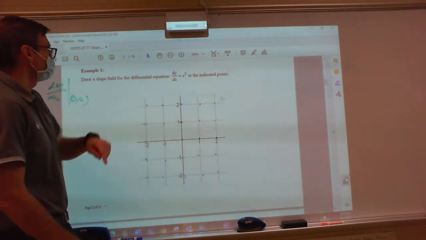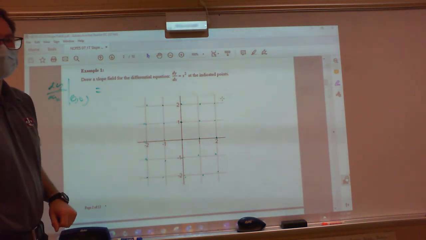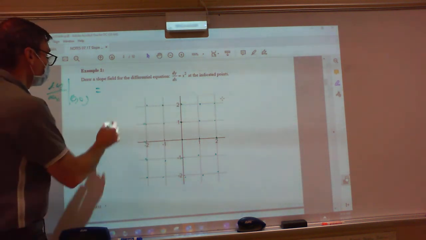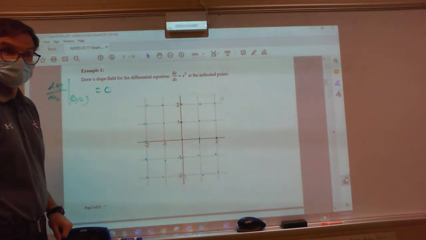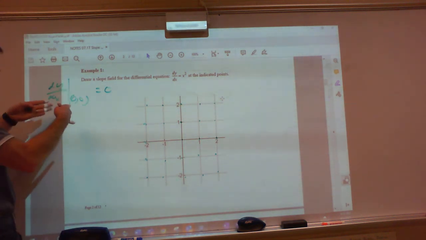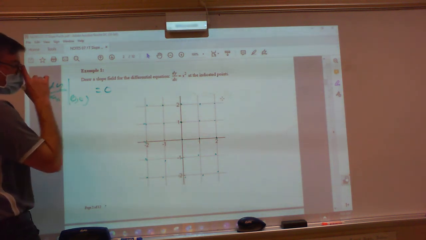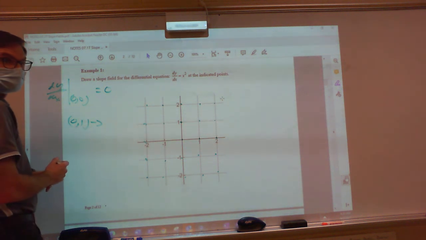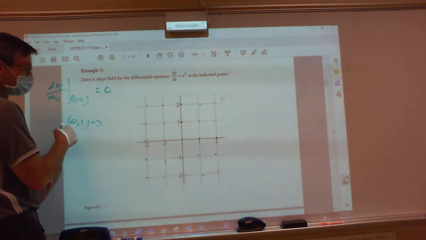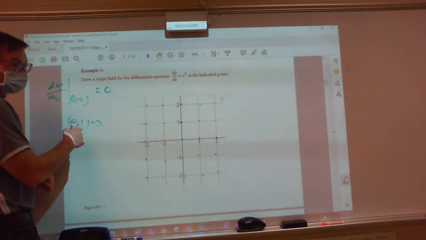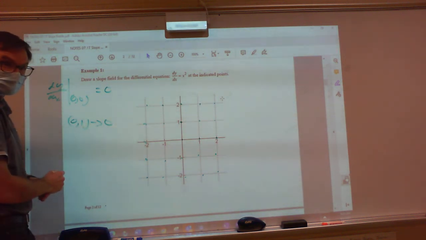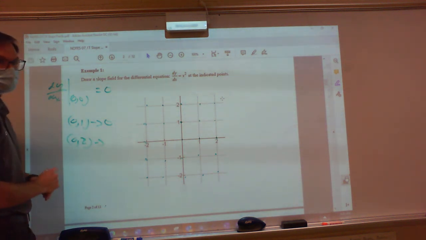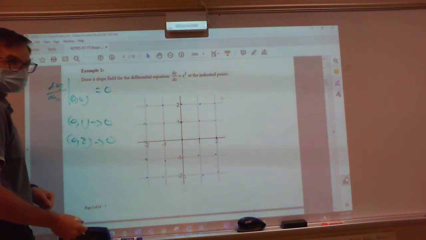Well, if you plug in 0 for x and 0 for y, what is your slope going to be? If you have 0 for x, you get 0 squared, and it doesn't even have a y, so you don't care. So you've got a slope of 0. Rather than write this notation down, I'm going to use shorthand. What about 0, 1? What's our slope going to be for that? What's your x? Oh, 0. So we're okay, our slope is 0? Okay. And if I'm at 0, 2, what's my slope going to be? 0, right? Do we get the pattern?